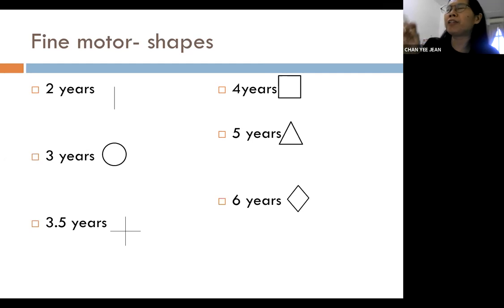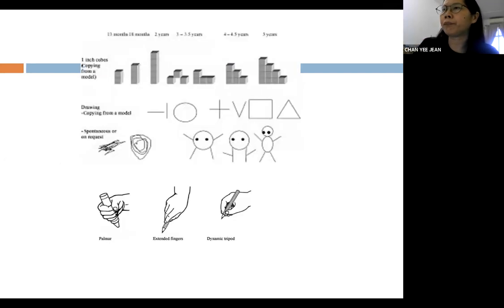Same thing also. If you are starting off and the child is already drawing a nice square for you with a nice house, then you don't need to go back and test for a circle, because it's already a given that the child most likely can draw a circle. These are the cubes.